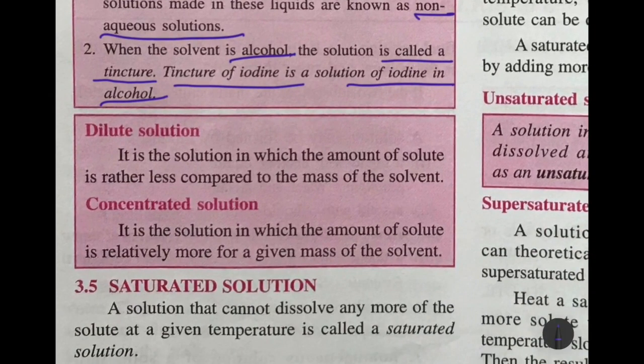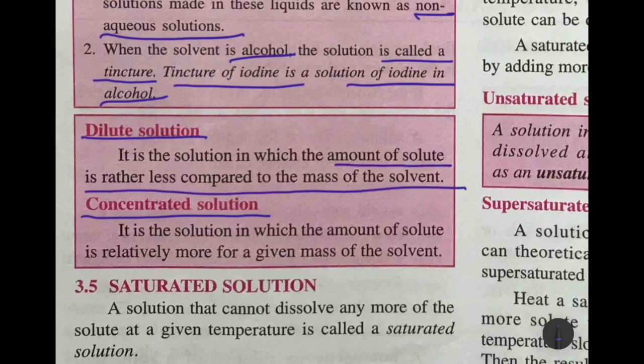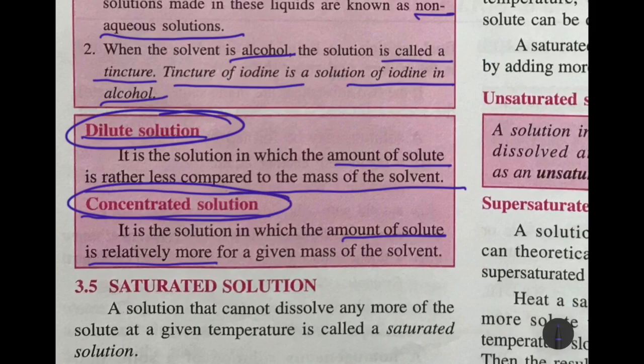Now, dilute solution and concentrated solution. Dilute solution means where the amount of solute is rather less compared to the mass of the solvent. That means there is lots of solvent and very little solute. So that is known as a dilute solution. And concentrated solution means a solution in which the amount of solute is relatively more for a given mass of solvent. That is, solvent is less and there is lots of solute. So that is a concentrated solution.